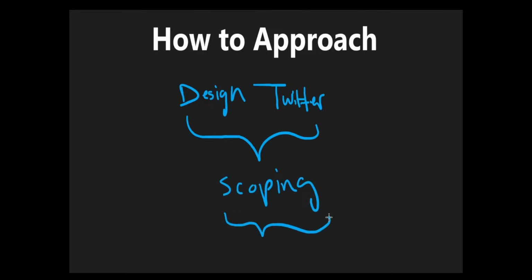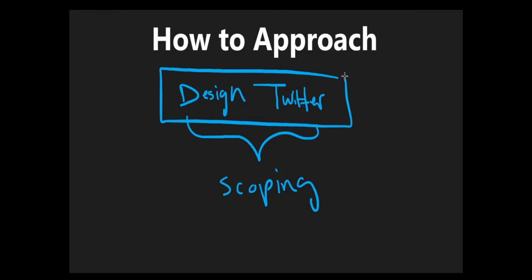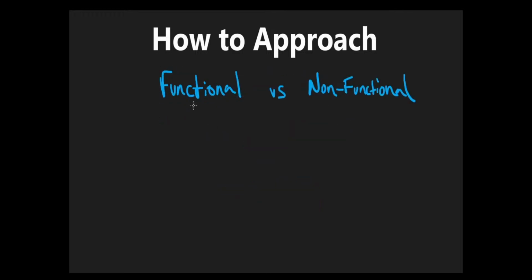This is not something you can do yourself, because your interviewer is ultimately the one guiding you. They're sort of like your client, and you're the one designing something that meets their requirements. That's a good way to think about it. And when it comes to scoping and really understanding the requirements of the problem, we can typically categorize the requirements in two buckets. One is functional requirements.